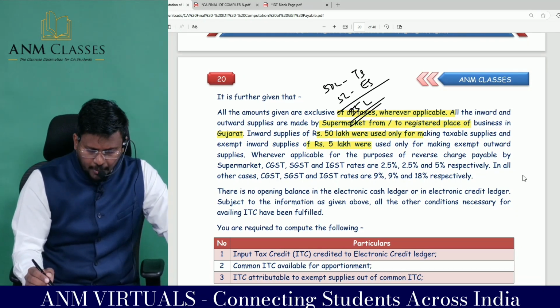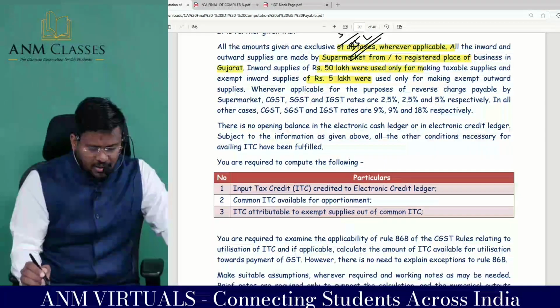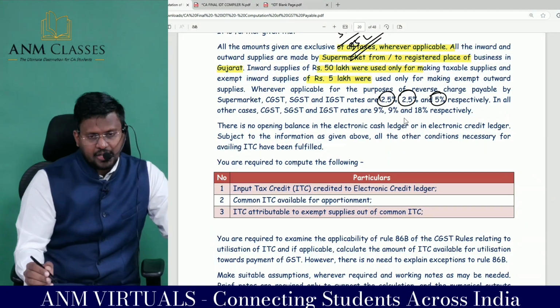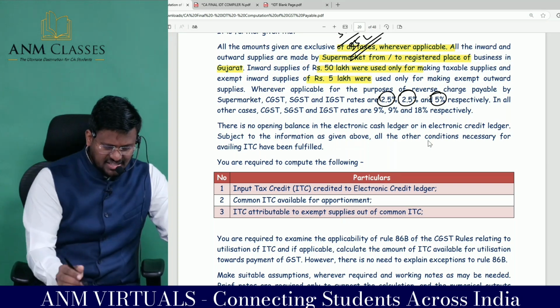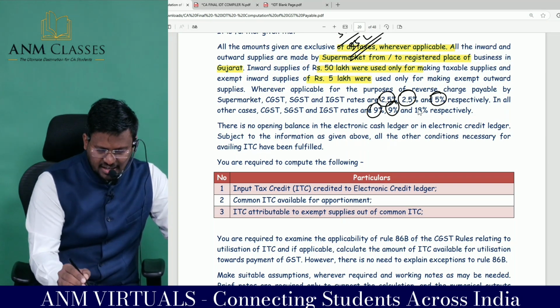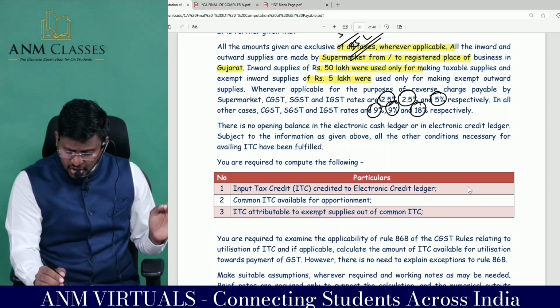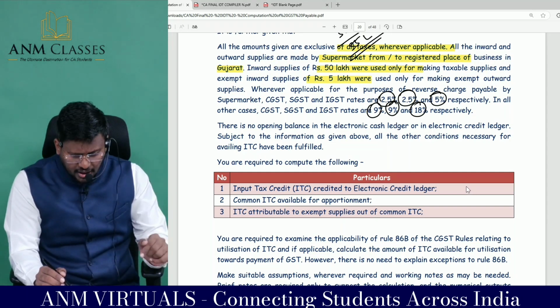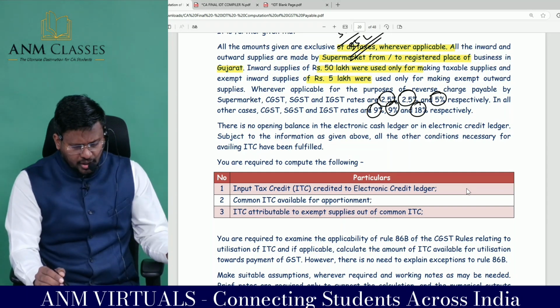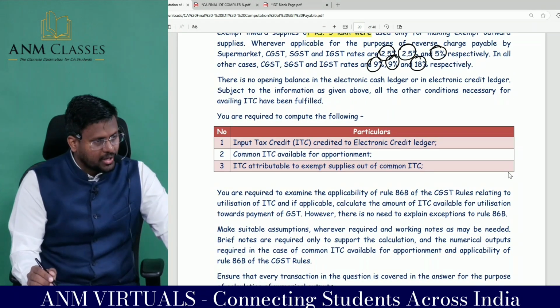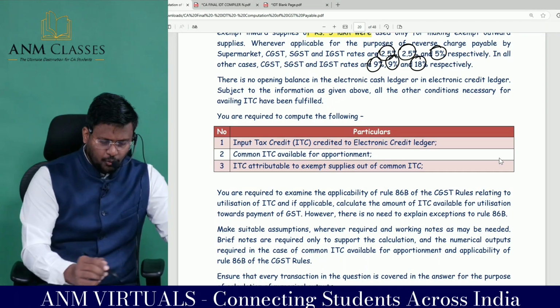Wherever applicable for purpose of reverse charge payable by the supermarket, CGST, SGST and IGST rates are 2.5, 2.5 and 5 respectively. In all other cases, CGST, SGST and IGST rates are 9, 9 and 18. There is no balance in the electronic cash ledger or in the electronic credit ledger. Subject to the information as given above, all other conditions necessary for availing ITC have been fulfilled. You are required to compute the following.